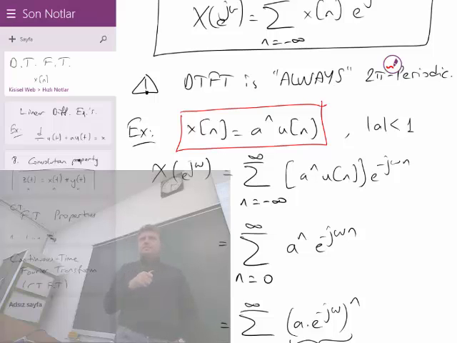If A is negative, then its nth power will oscillate. For example, A to the 0 will be 1, which is positive. But A to the 1 will be negative. A square will be positive. A cube will be negative. A to the 4 will be positive. A to the 5 will be negative. So it will make oscillations.